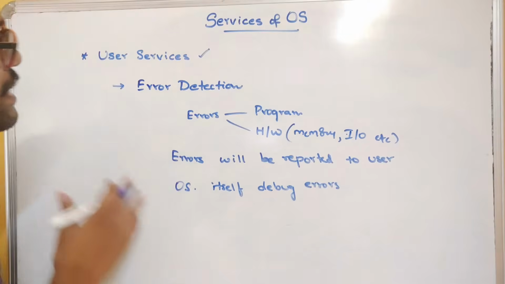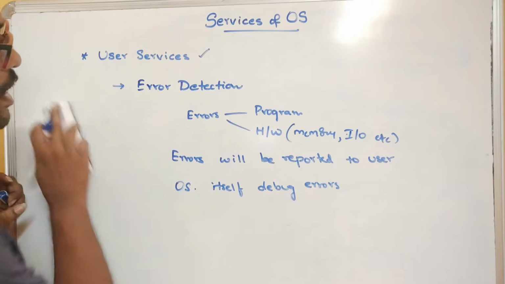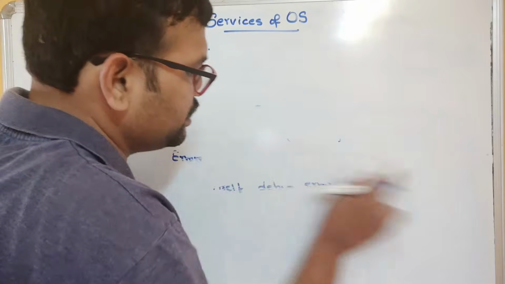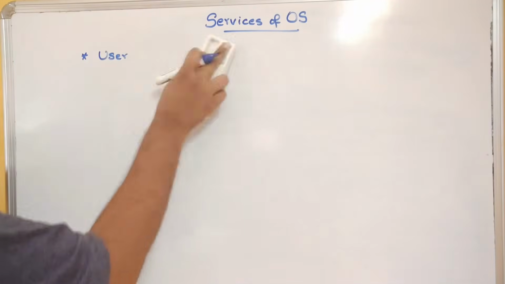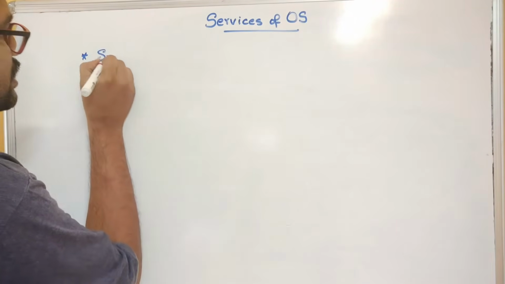So these are all called user services. And then coming to the system services. There are a few services, system services.